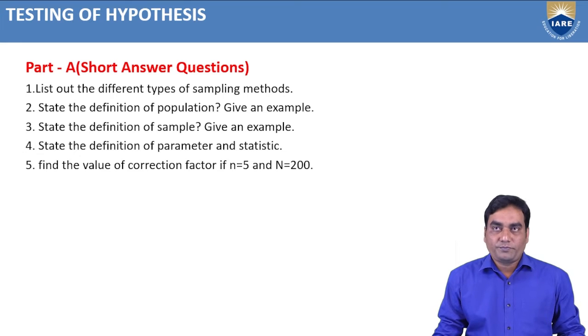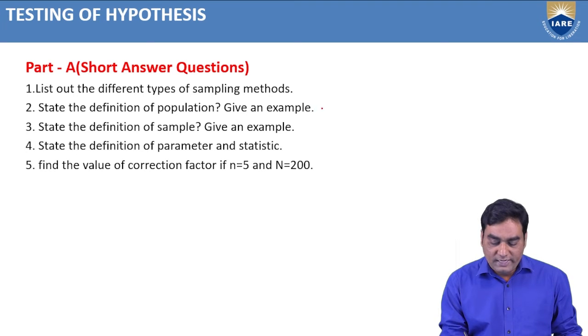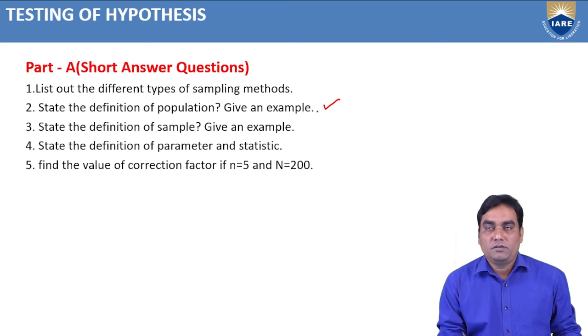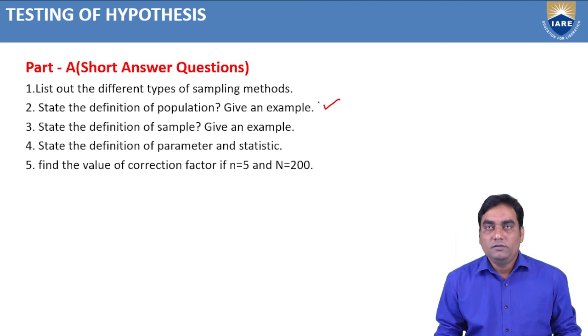In part A, short answer questions. Suppose I take the second problem: state the definition of population. Give an example that we have discussed in the previous session. What is meant by population? Any statement about the parameter is known as population. Suppose I take one example, the number of traffic accidents in a state; that is the statement, and that is called population.